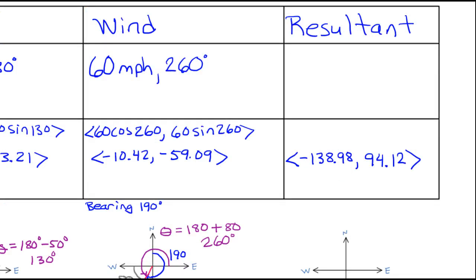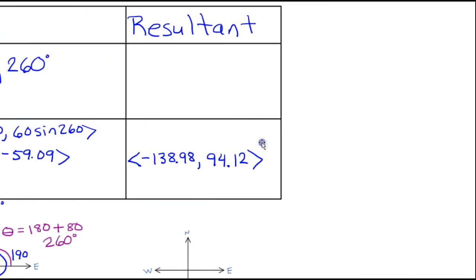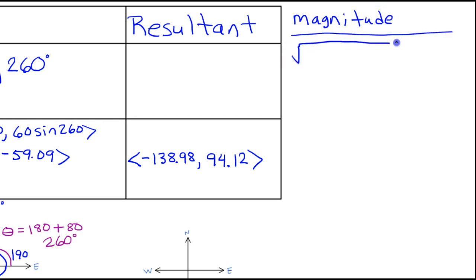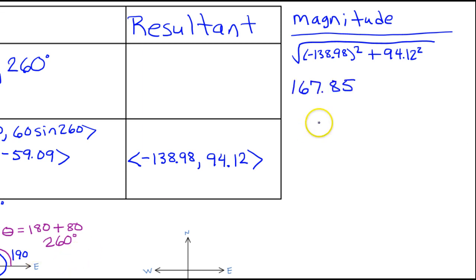So I'm going to take this resultant vector that we just found in component form, and I'm going to find the magnitude and direction. Magnitude. I can find the magnitude by doing the magnitude formula. That's going to look like this. Negative 138.98 squared plus 94.12 squared. Calculator. I got 167.85. That is the magnitude of the resultant.